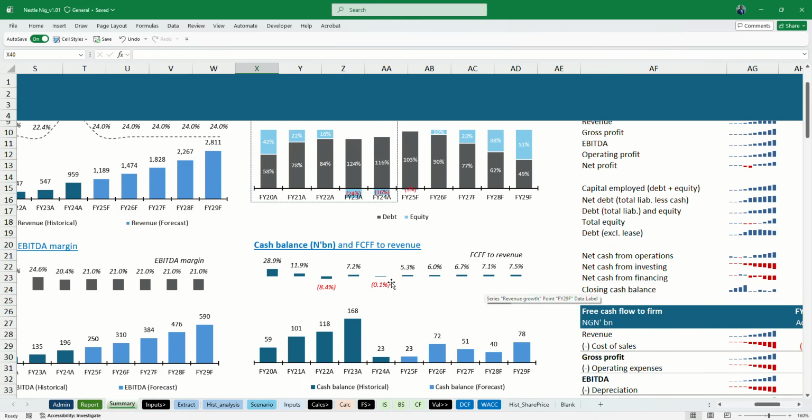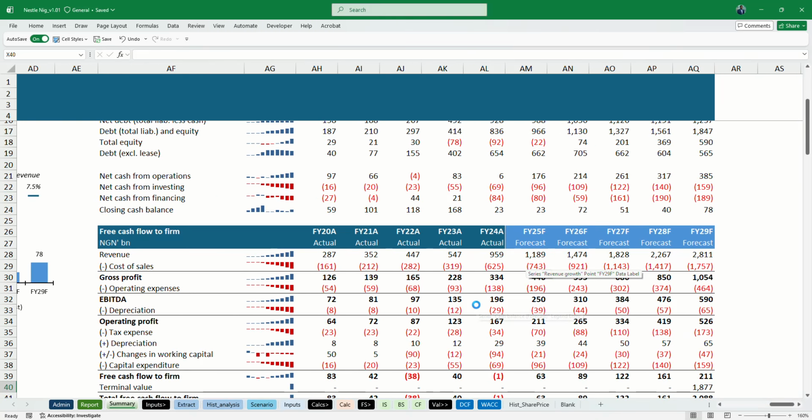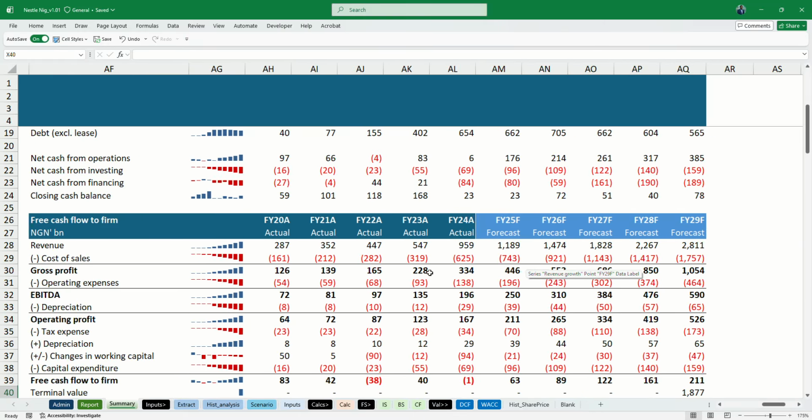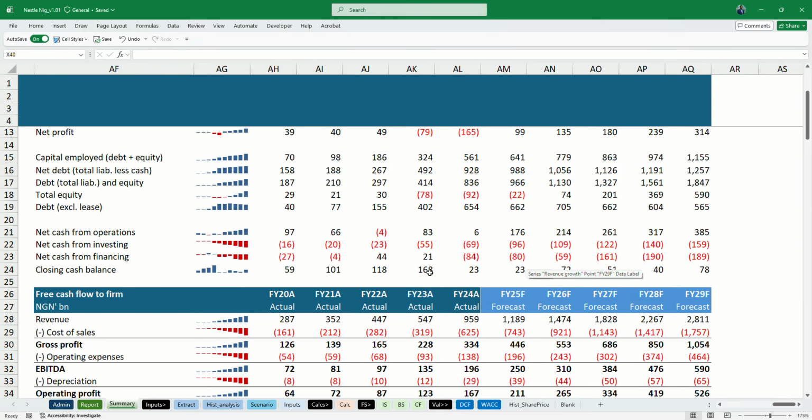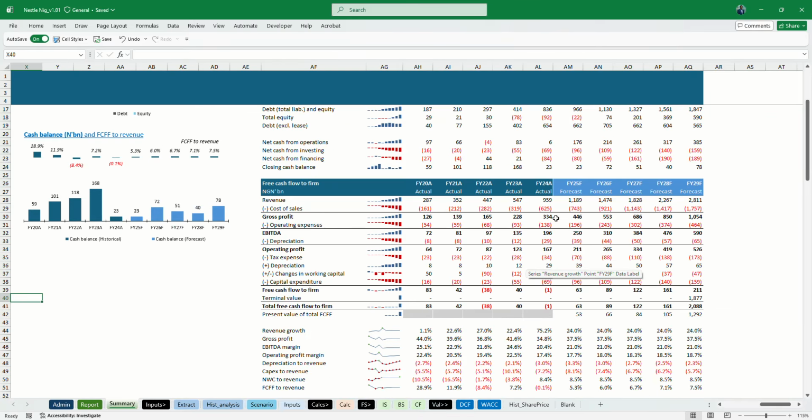So we also have the cash balance and the free cash flow to revenue. This is the cash balance historically. This is what we forecasted in the forecast period. Also what the free cash flow to revenue looks like. And on the other hand, our summary is well detailed, so even someone who might decide not to go through the whole model would be able to understand what is going on.